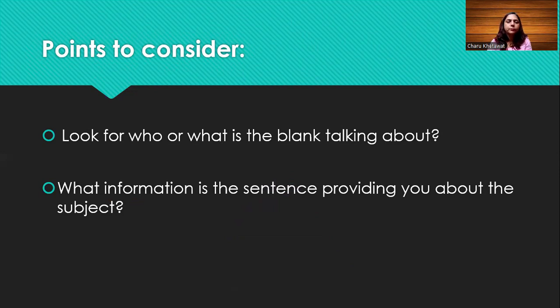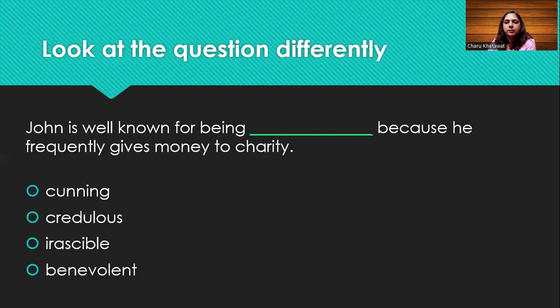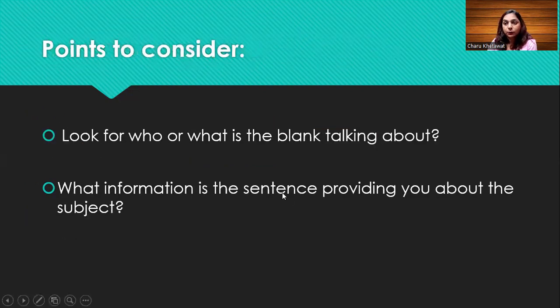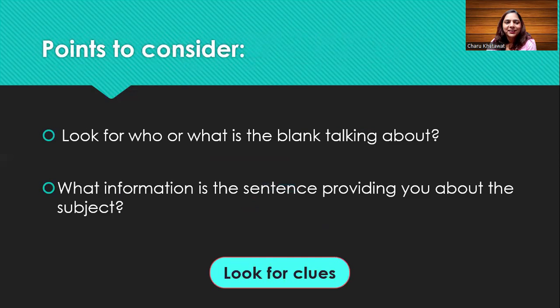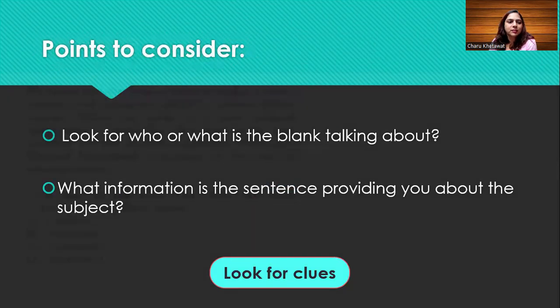Let's look at the question again. Here, what is the blank talking about? John. And what information is given about John? That he gives money to charity. So that's why he is a kind person, he is a benevolent person. So the clue will always be there, look for it. And I have told you the way to find it.